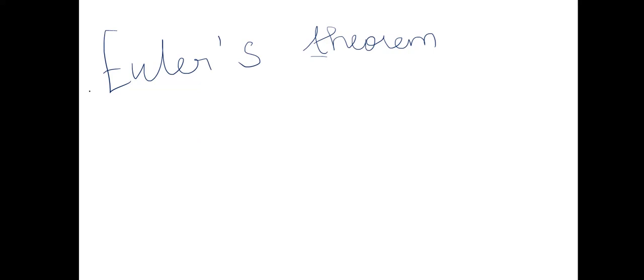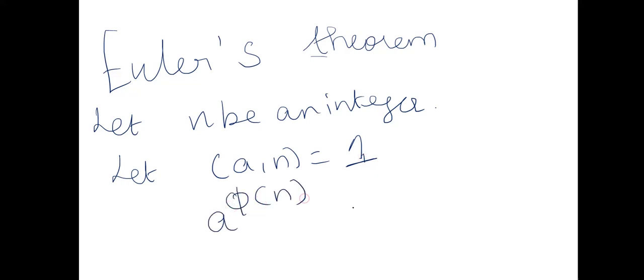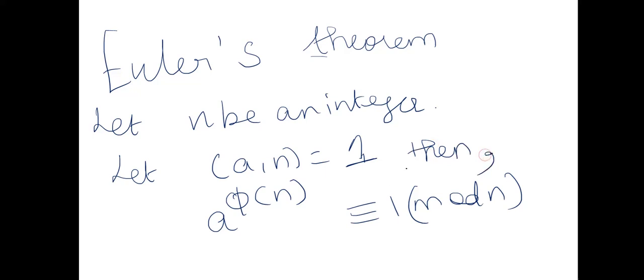So now, let me write the statement of it. Basically, let n be an integer, and I also have another integer a such that the GCD of a comma n is equal to 1. That is what I have, and right now I'm gonna prove then a to the power of phi of n is congruent to 1 mod n. So this is my Euler theorem. n is an integer, a is again an integer, and GCD of a and n is 1. Then I have to prove a to the power of phi of n is congruent to 1 mod n.